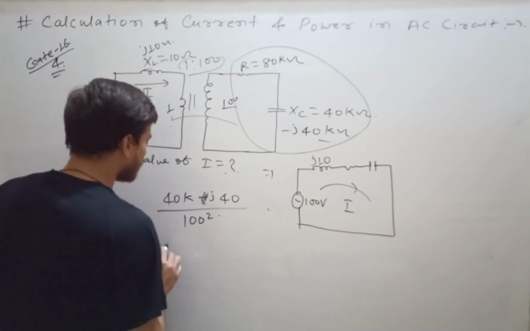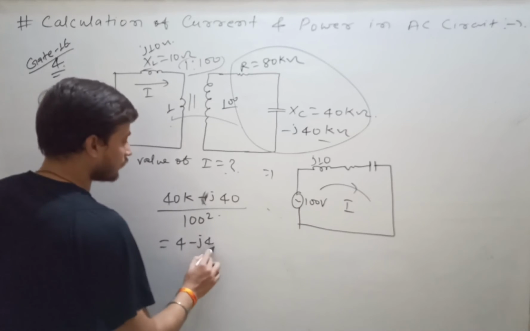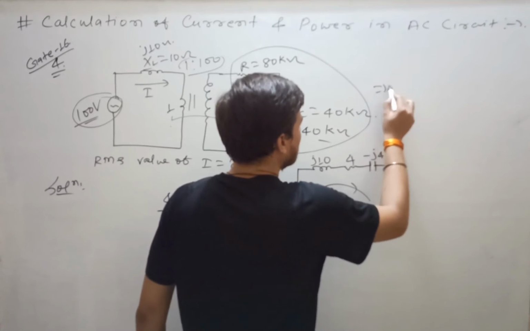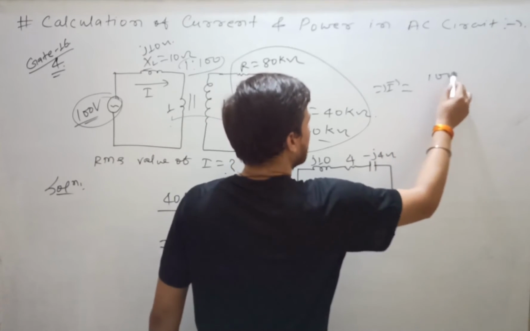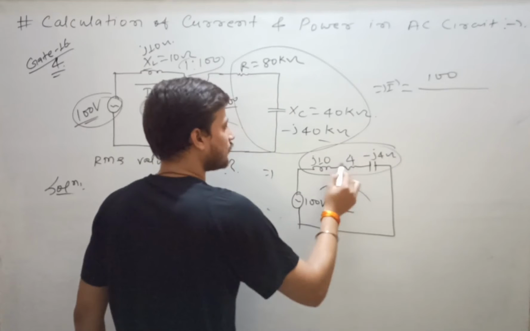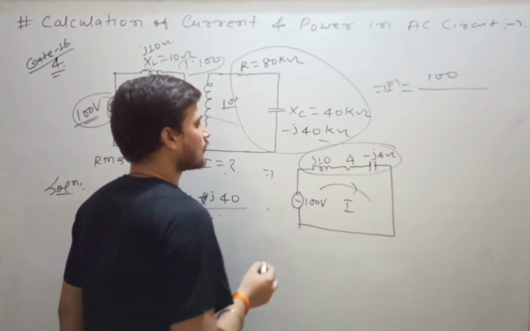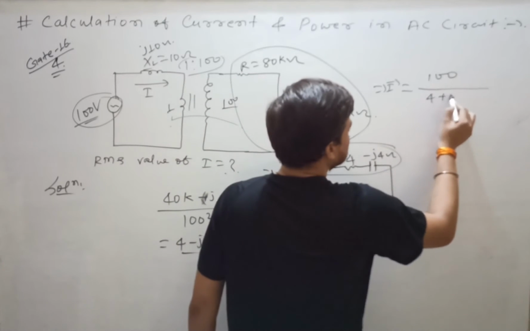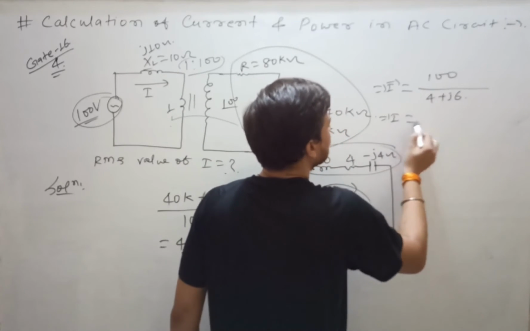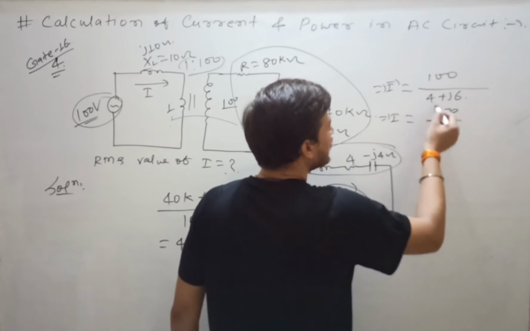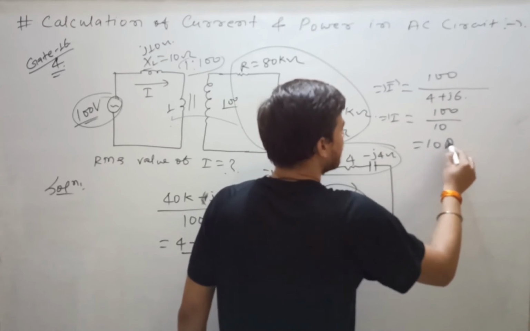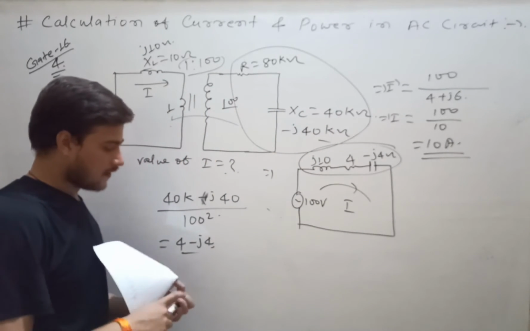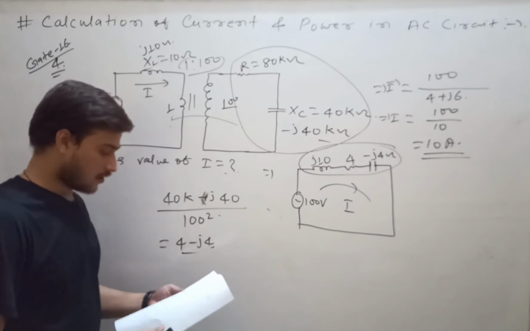That means 10 to the power 4, that means 4 minus J4. So here it will be 4 ohm, and here it will be minus J4 ohm. So from here if you calculate I in vector form, it will be 100 divided by the total impedance, 4 plus J6. If you find the RMS value, it will be 100 divided by, it is 10. That means 10 ampere. 10 ampere is the answer of this question.